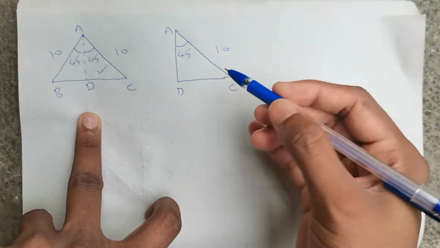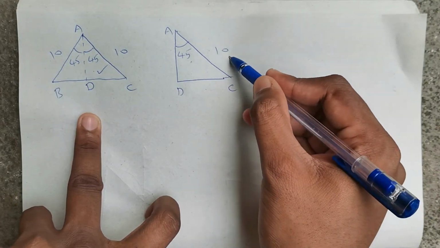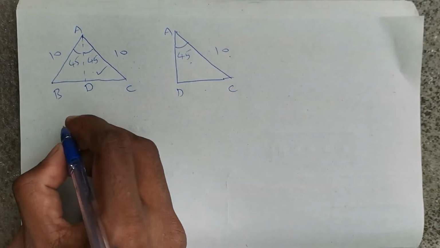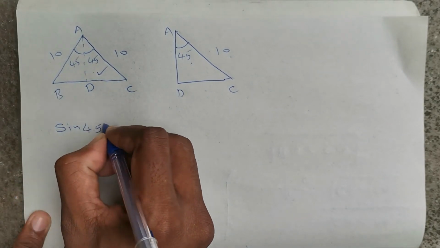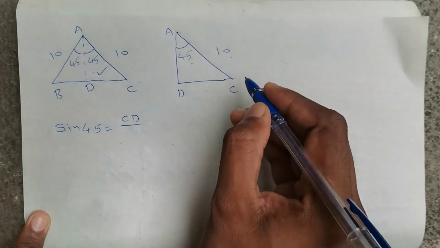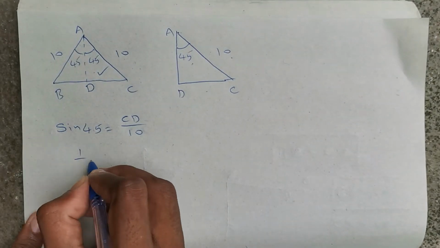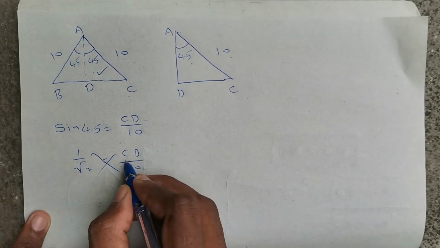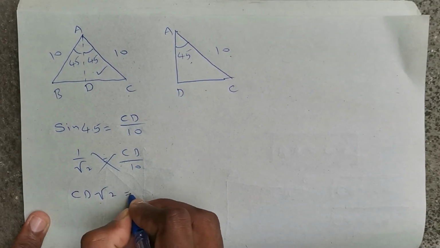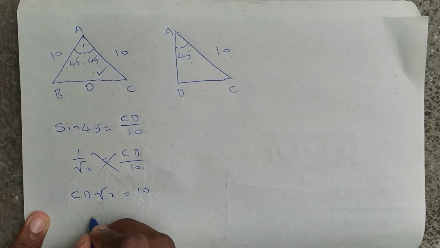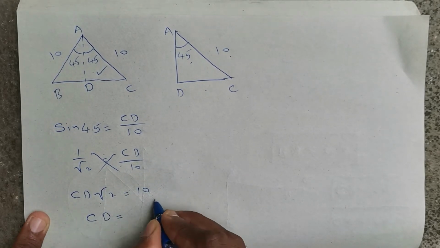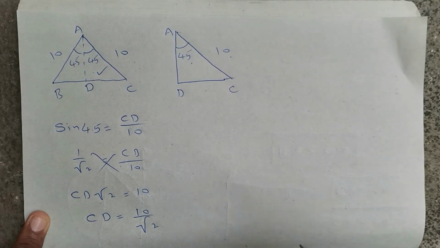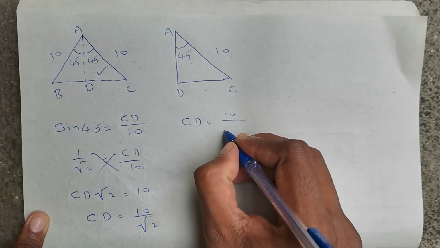This is the angle, this is opposite, this is hypotenuse. Angle with opposite and hypotenuse is sine. So sine 45 is equal to opposite CD divided by hypotenuse 10. Sine 45 is 1 by root 2, which is equal to CD divided by 10. I'll do cross multiplication: CD into root 2. CD root 2 is equal to 10 into 1, which is 10. I will take this root 2 to the right side, and it will become division. So CD is equal to 10 divided by root 2.